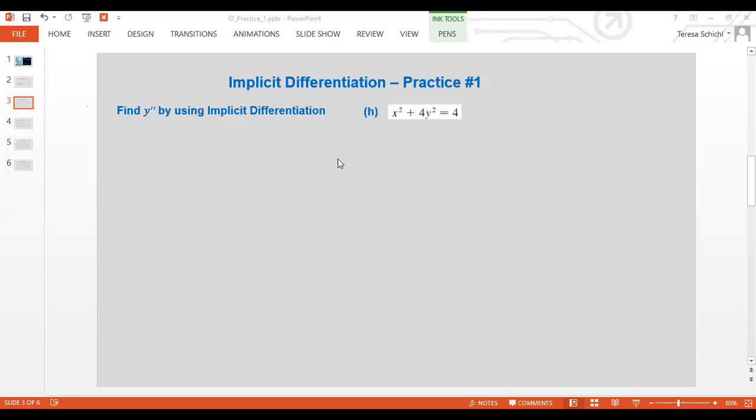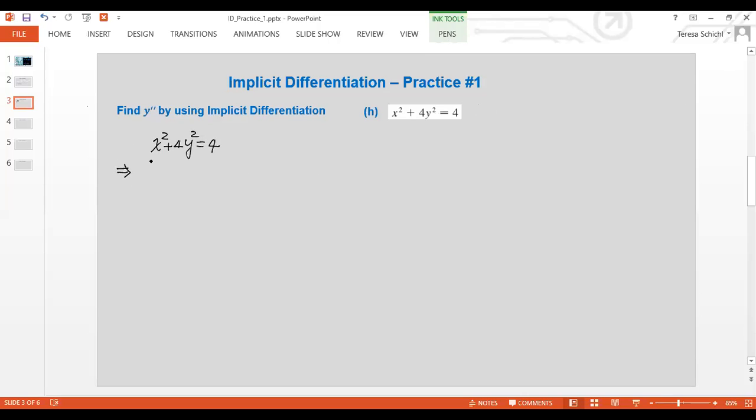Now let's take a look at the first practice problem. This is x squared plus 4y squared equal to 4. This will be a good review of what you learned in the first video. So let's take a derivative. Remember, we take a derivative of both x and y, but because y is a function of x, you need to use the chain rule and get a y prime here.